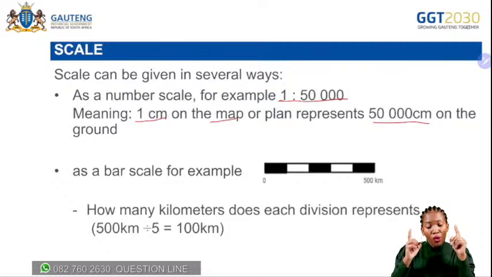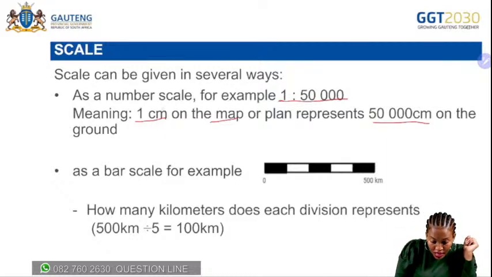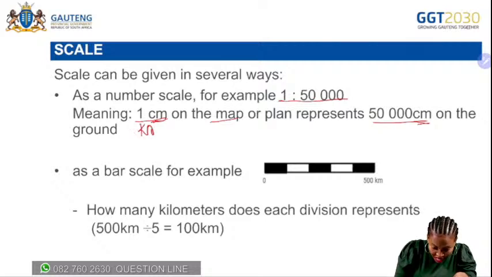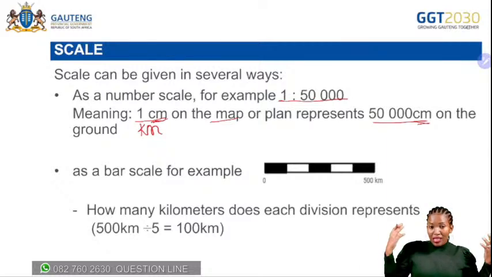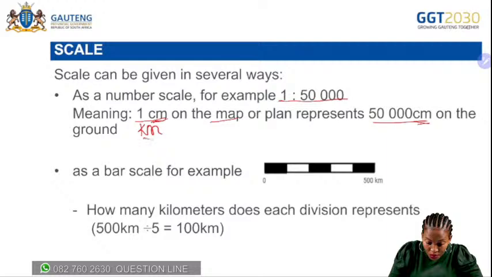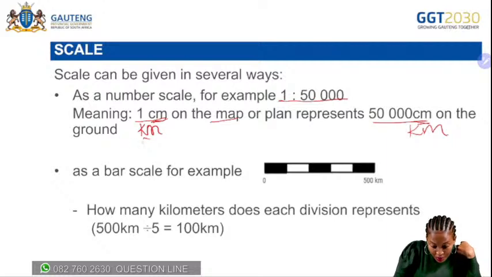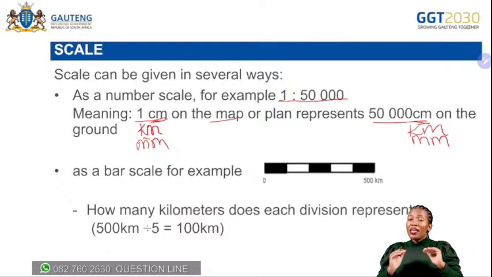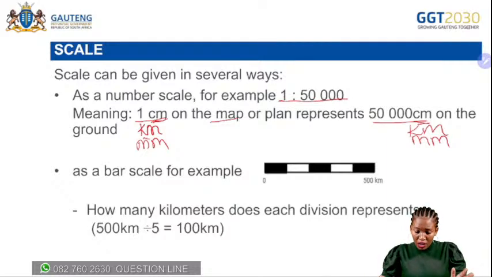The most important thing when working with the number scale is that the units must always be the same. If you use centimeters here, you must also use centimeters on the other side. If you decide to use kilometers, which is very unrealistic because you can't measure a kilometer on a piece of paper, but it's fine, we'll forgive you. If you want to use kilometers here, you must also use kilometers this side. If you're going to use millimeters, even this side you must use what? You must use millimeters. The most important thing is that units must be the same when you are working with the number scale, when you are explaining it.